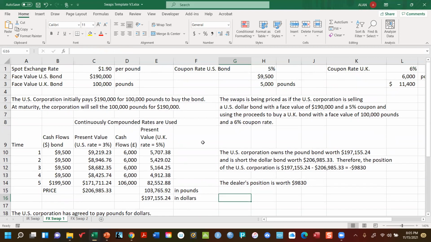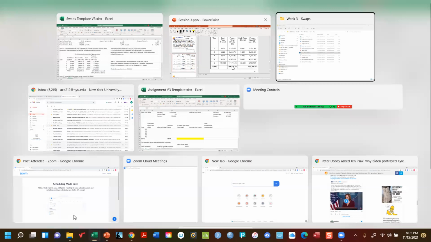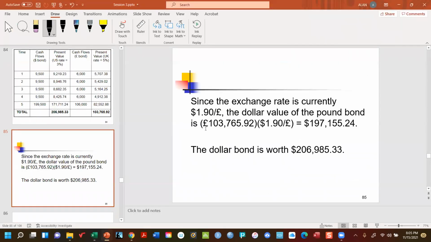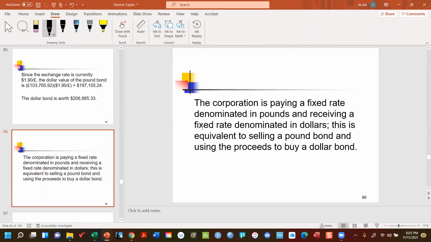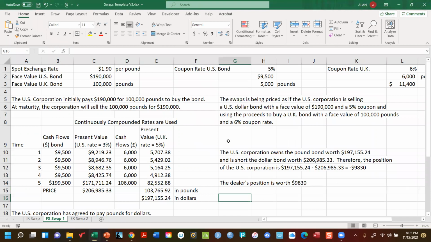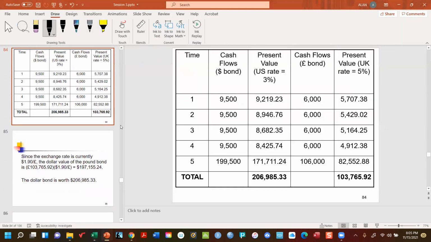Let's see. Hold on one second. Let me just look at the notes for a second. I think I wrote this. Wait. Let's look at this graph for a second.